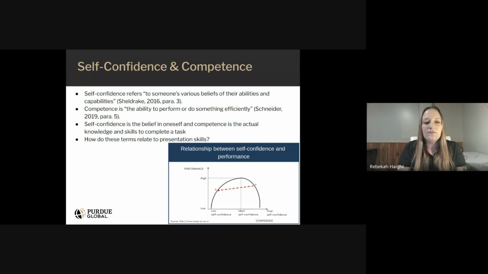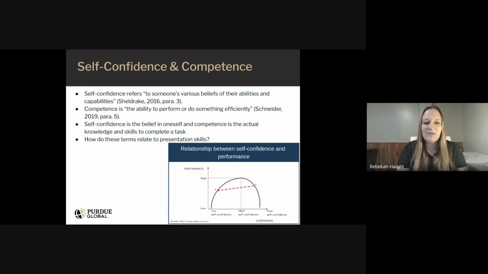So for example, if you are given a presentation, become really familiar with that topic that you want to present on. And the more familiar you are with that, the more research that you do and the more practice that you do, you will feel more competent. You will feel like, okay, I have the knowledge, I have the tools, I know I can present this. So in turn, that's where self-confidence will come in with your belief system.